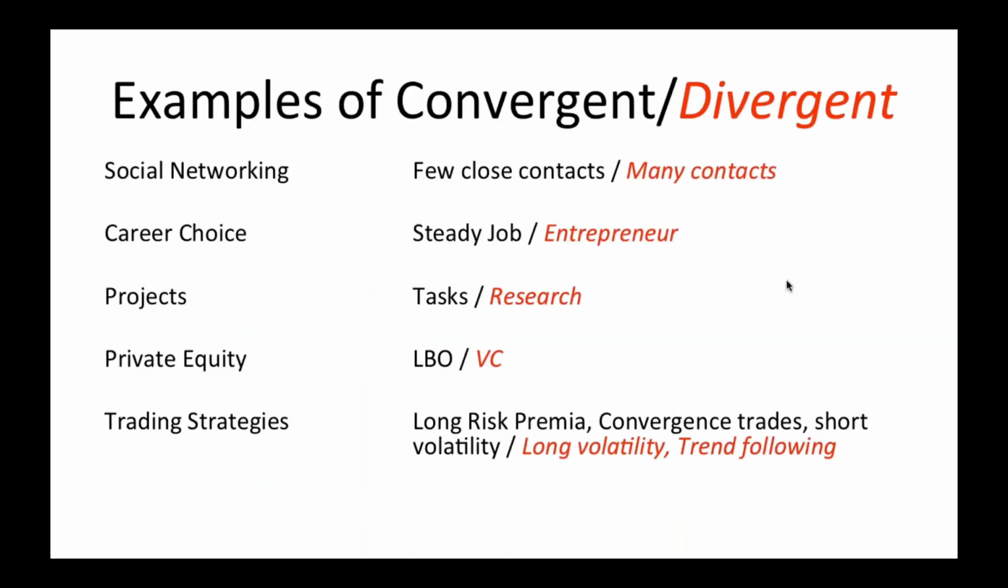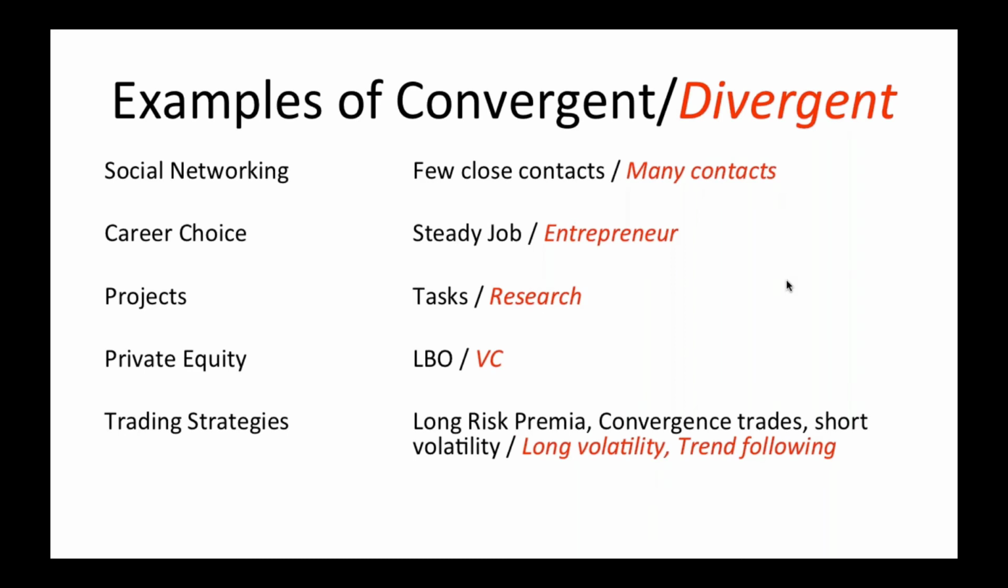So let's think about a couple of examples before we turn back to the case of trend following. One of my favorite examples is social networking. A person who is very convergent in their strategy of social networking is going to have a few very closely guarded contacts. A divergent strategy in that space is going to be having many different contacts and getting as many people in your profile as possible.